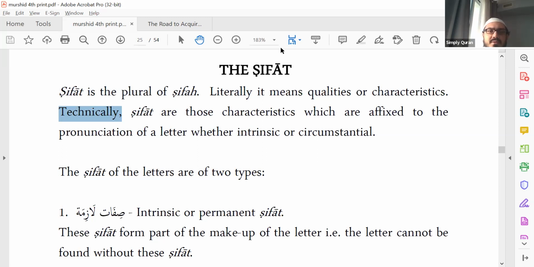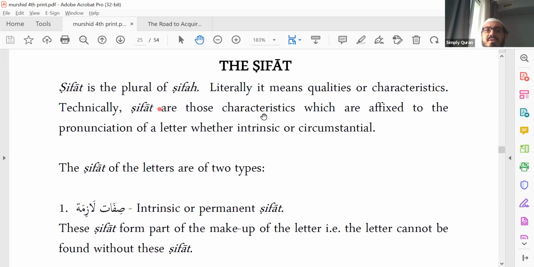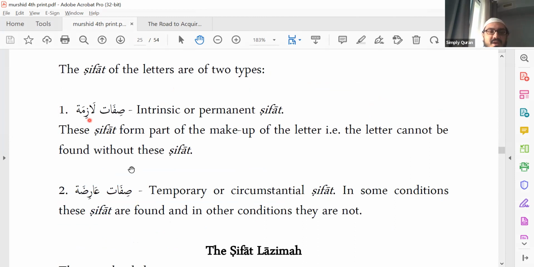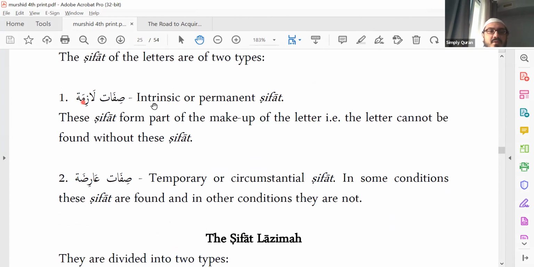Let me just bring the spotlight here. There we go. Okay, so technically, sifat are those characteristics which are affixed to the pronunciation of a letter, whether intrinsic or circumstantial. So the sifat are two types. So we have sifat lazima and sifat arida, or as-sifat al-lazima and as-sifat al-arida. Okay, so sifat lazima are intrinsic or permanent sifat. These sifat form part of the makeup of the letter. That is, the letter cannot be found without these sifat.